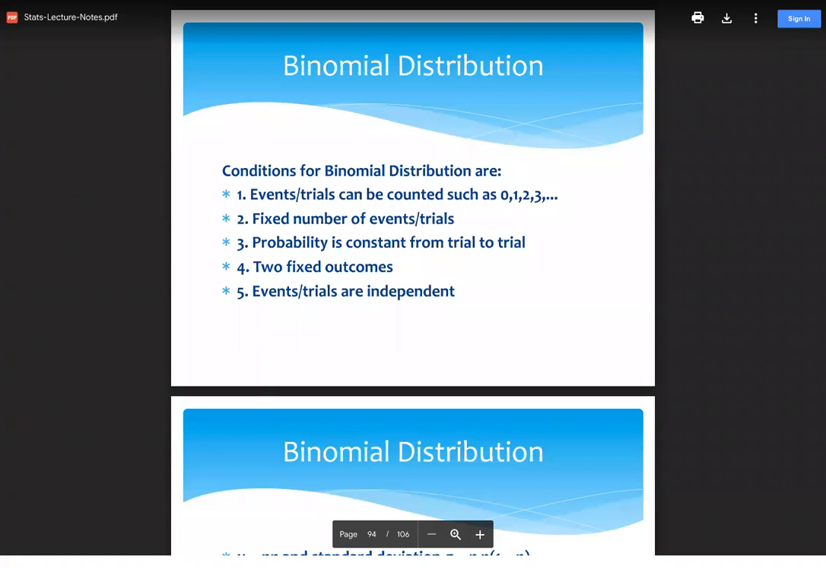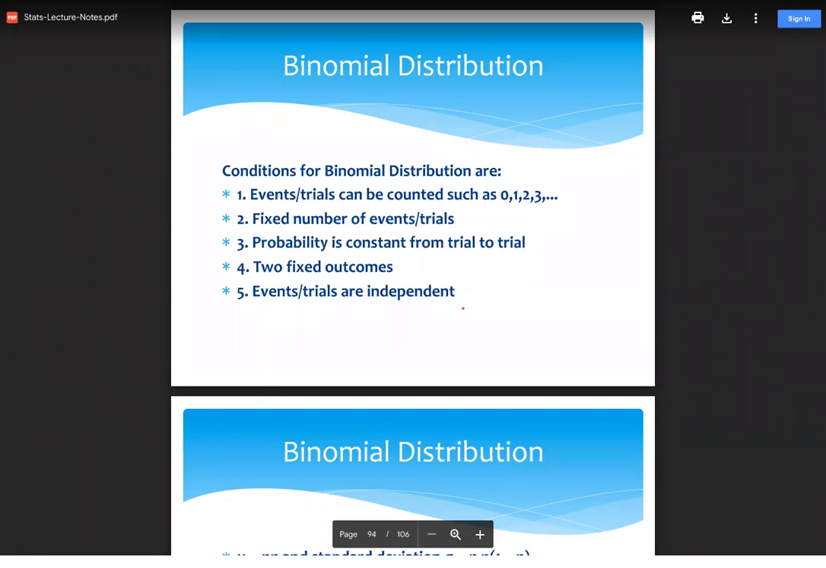Okay, good afternoon, everyone. Let's get going. We'll talk about binomial distribution today. So what is a binomial distribution? Binomial distribution has the following properties. It's a probability distribution. It has the following conditions or characteristics.